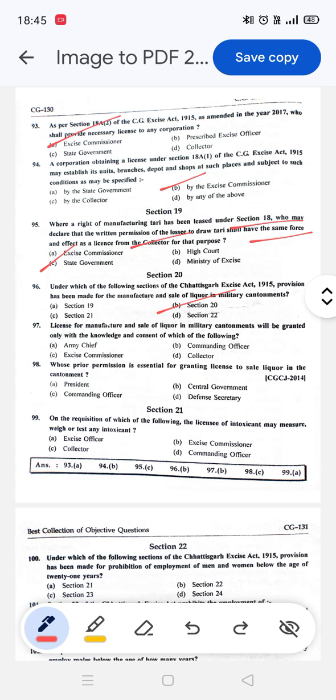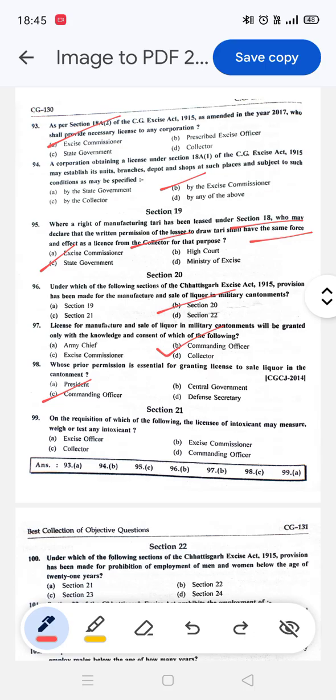Question number 97. License for manufacture and sale of liquor in military cantonments will be granted only with the knowledge or consent of which of the following? So here the correct option is option B, commanding officer. Question number 98. Whose prior permission is essential for granting license to sell liquor in the cantonment? So here option C, commanding officer, is correct.